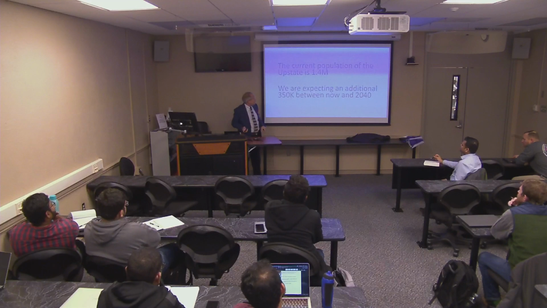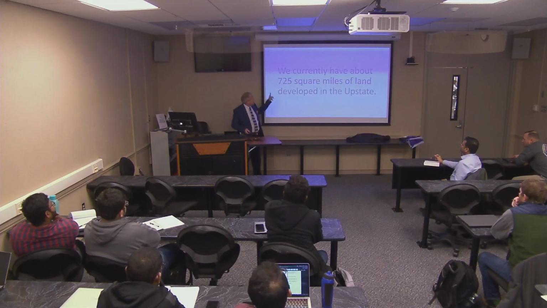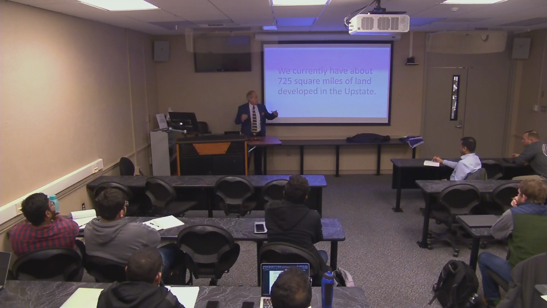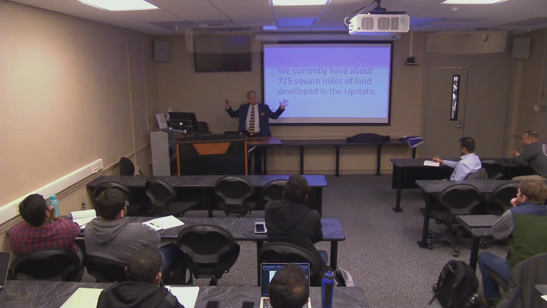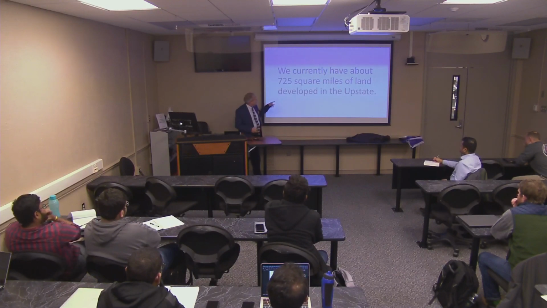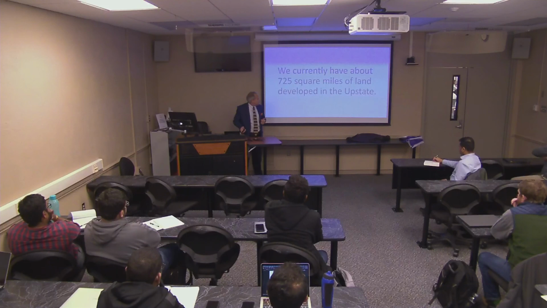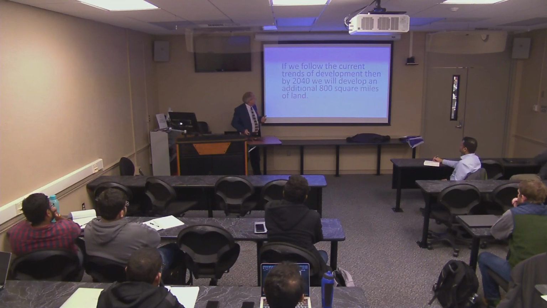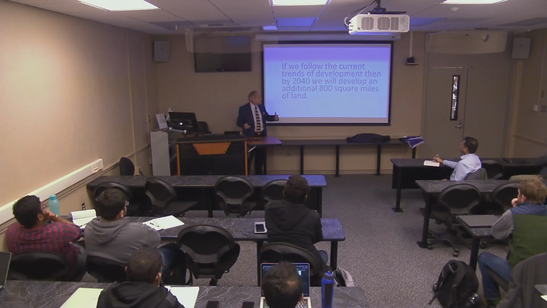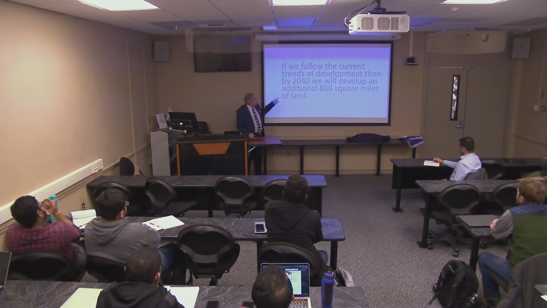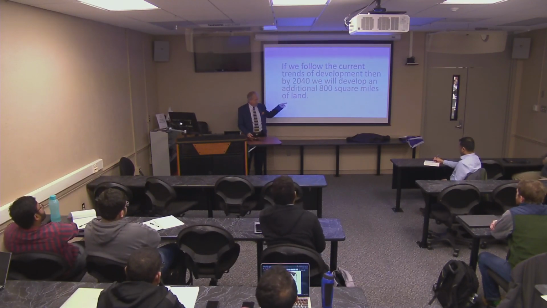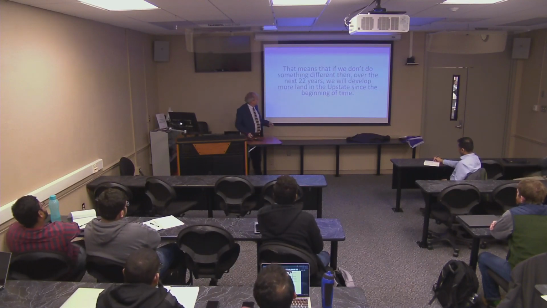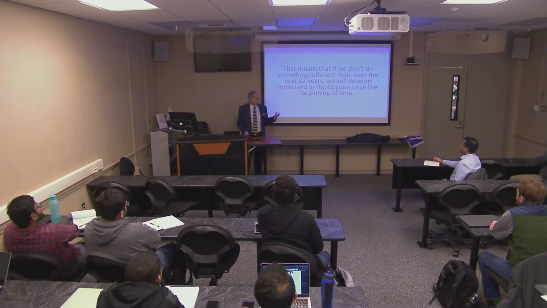What starts to really get to you is that we currently have 725 square miles of developed land in the upstate. And the upstate is a 10-county region: Greenville, Oconee, Pickens, Anderson, Spartanburg, Abbeville, that area. If we follow the same current trends of development, which is largely sprawl, then by 2040 we will develop an additional 800 square miles over the next 20 years, which means that if we don't do something different, we will develop more land in the next 20 years than we have since the beginning of time.